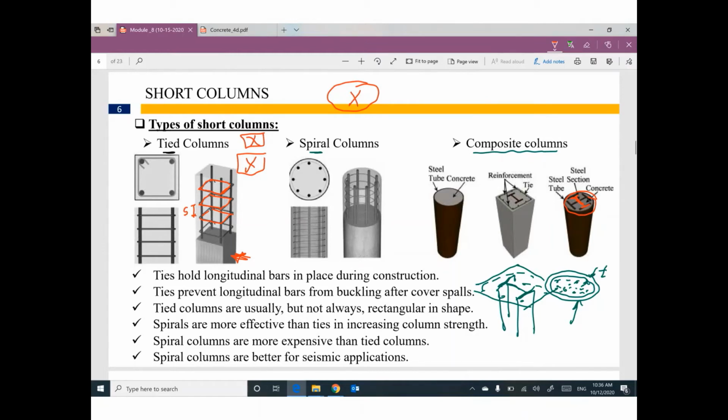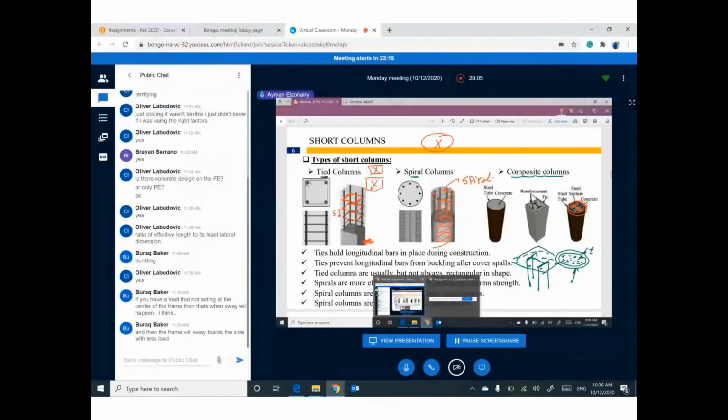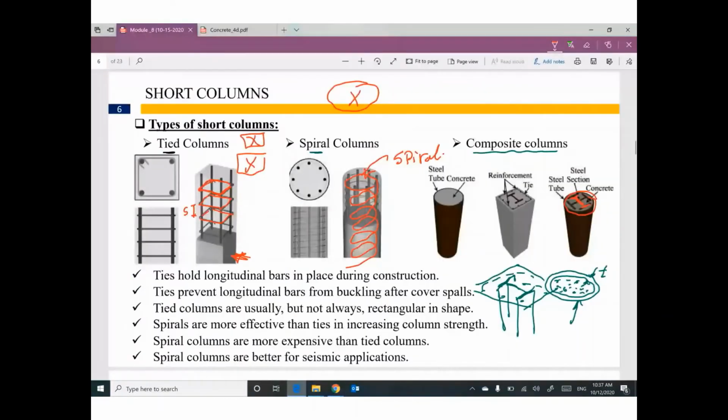But for a spiral column, we have only one bar. This one bar looks like a spiral. Can you watch? It's one unit. So the only difference between tied column and spiral column is the shear reinforcement, the transverse reinforcement, which is called stirrups. Stirrups here look normal, with a spacing in between, but this one looks like a spiral. Any question? So we decided that we are talking about short columns. Inside short columns, you need to decide, are you talking about tied column or spiral column?